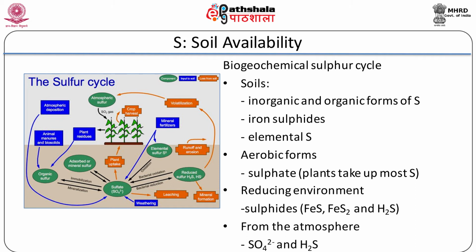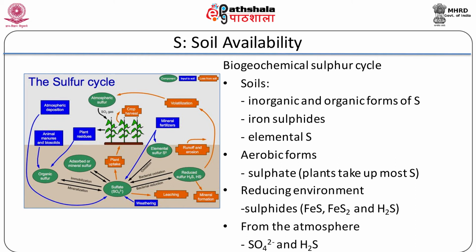The nutrient also forms a significant part of proteins and amino acids. Sulfur is crucial for ensuring the protein content of leguminous plants. The biogeochemical sulfur cycle is the interconversion of oxidized and reduced sulfur species on Earth. Soils contain both inorganic and organic forms of sulfur. Amongst the several other forms of sulfur found in the soils, iron sulfides and elemental sulfur are also important.